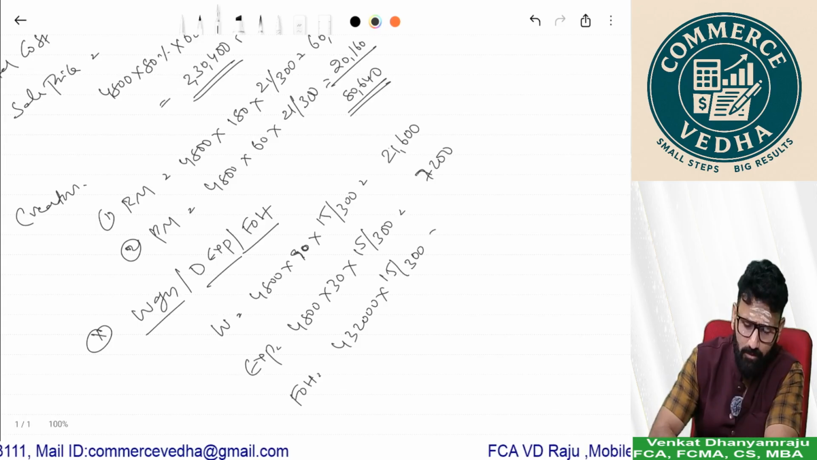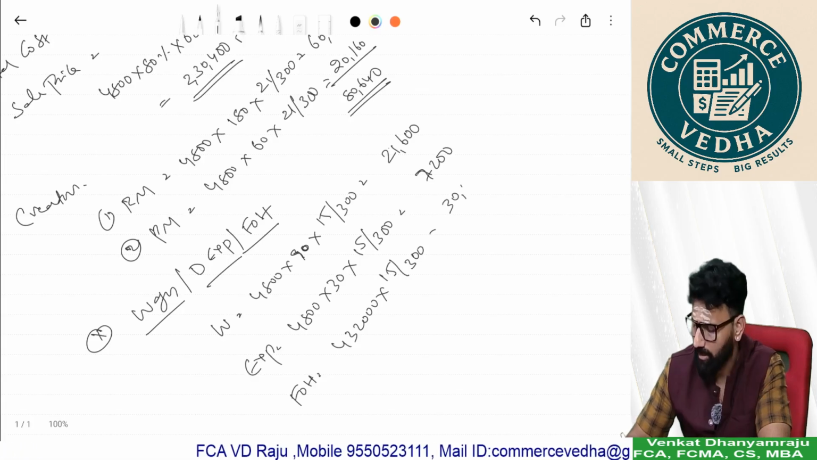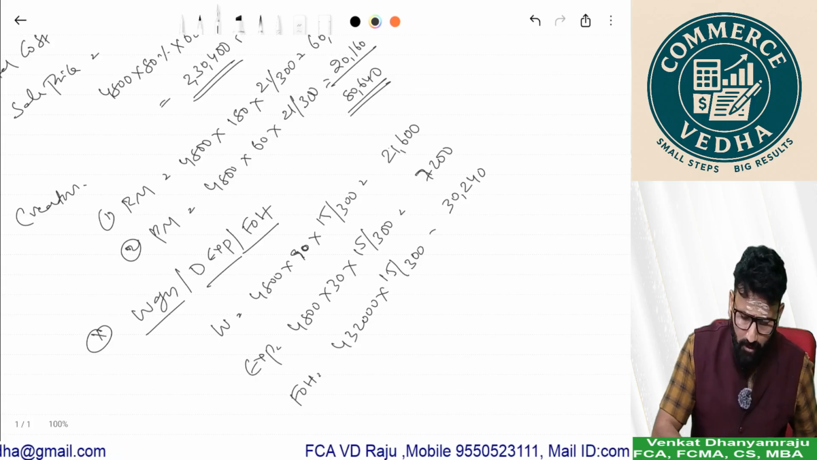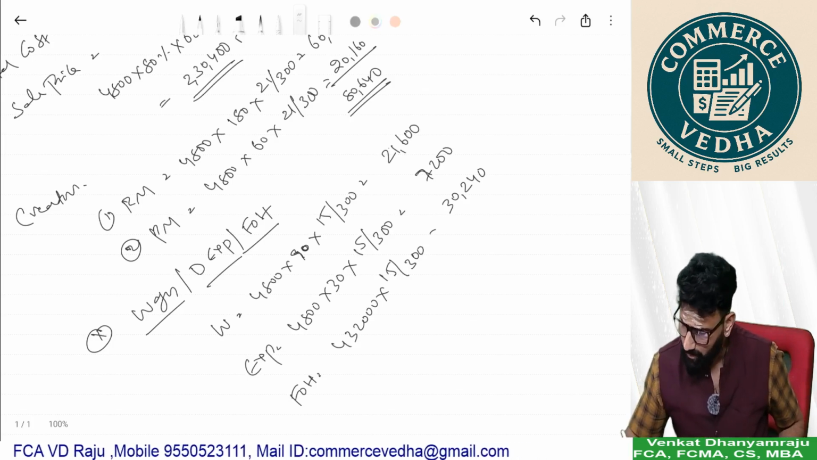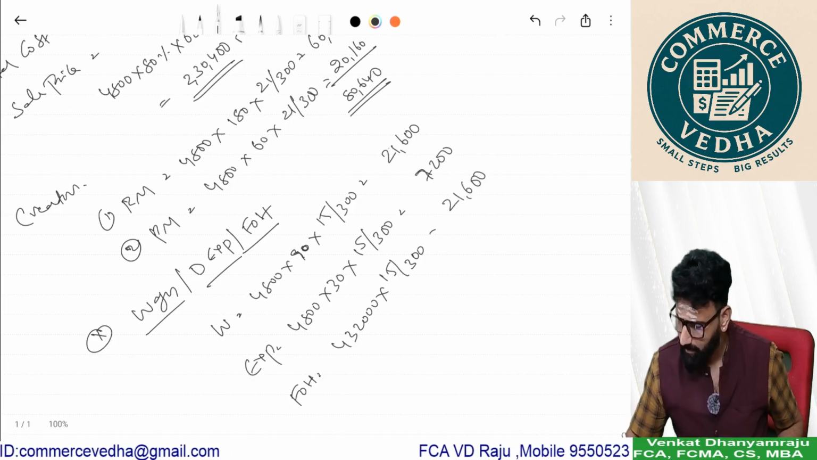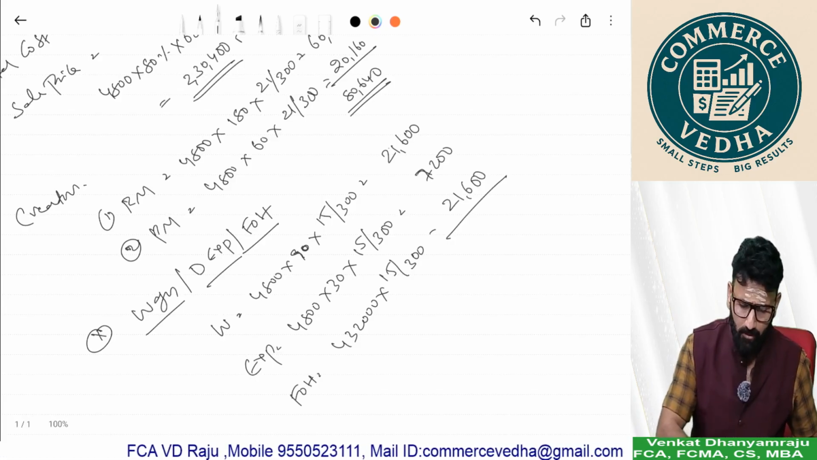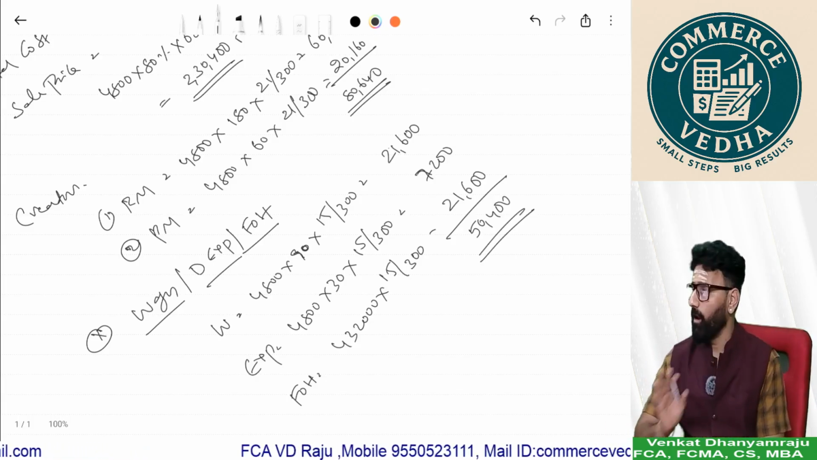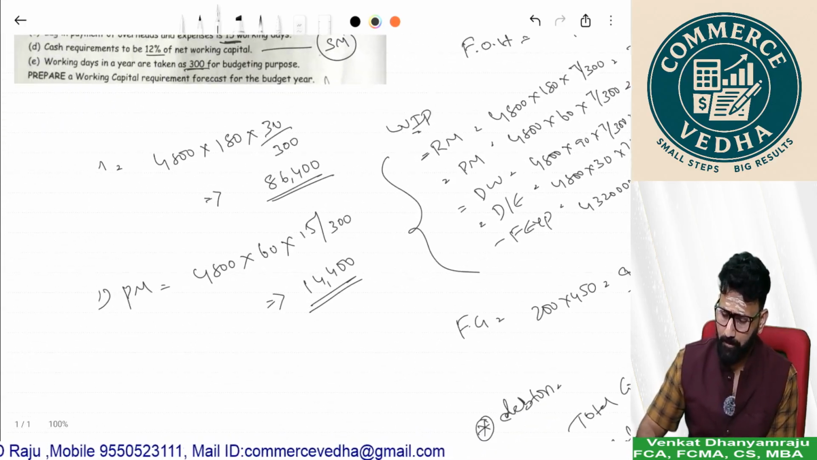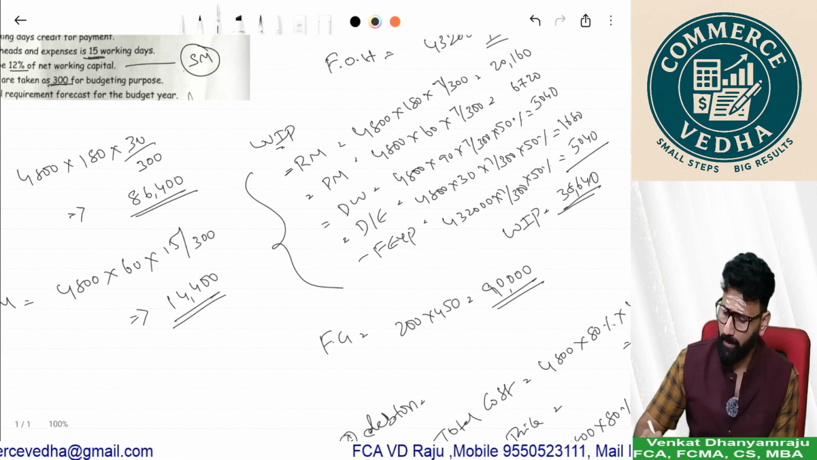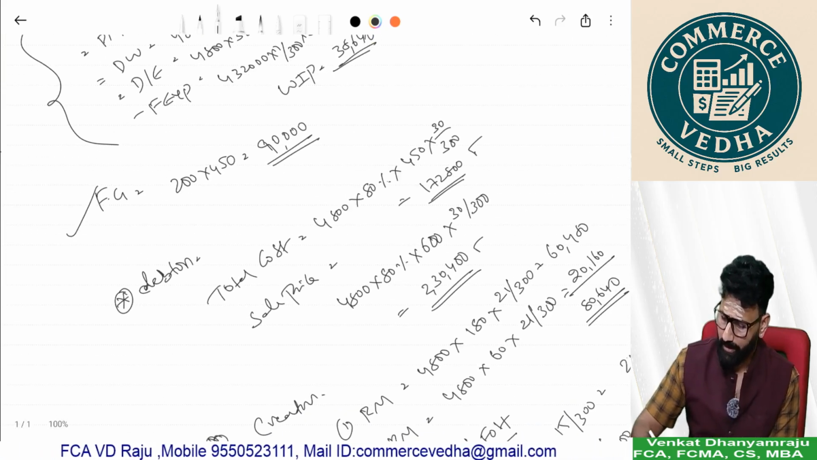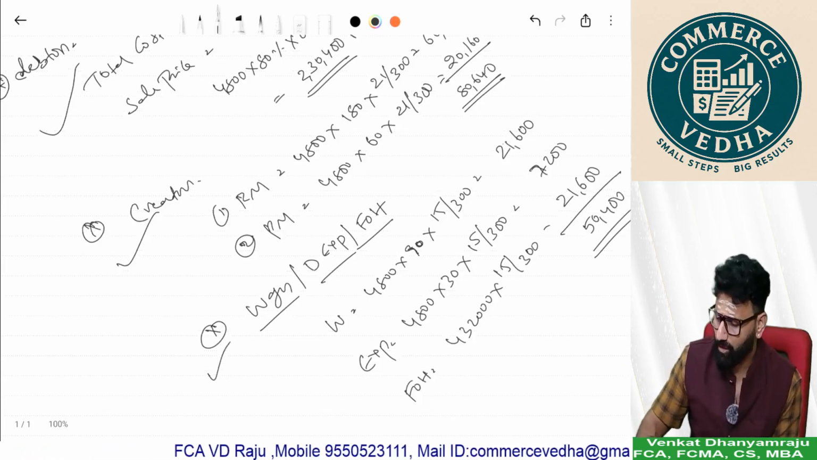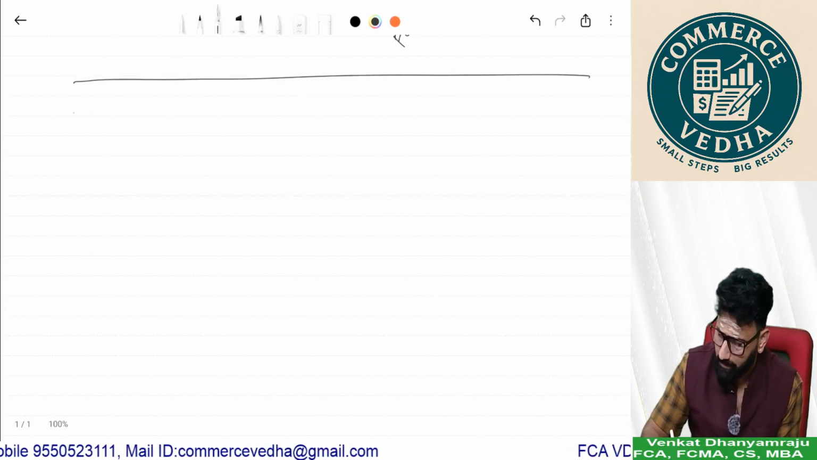And fixed overhead, 4,32,000 by 300 into 15, it is 21,600, sorry. So total is 21,600 plus 7,200 plus 21,600, 50,400. So we did all workings from raw material, packing material, WIP, finished goods, debtors and creditors, and outstanding expenses. Now based on all these things, let us prepare the final statement.